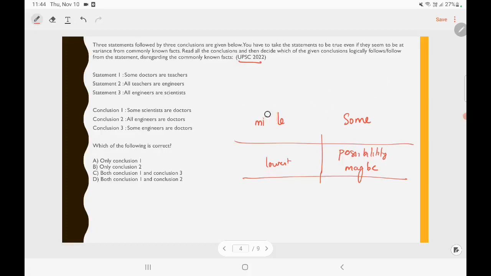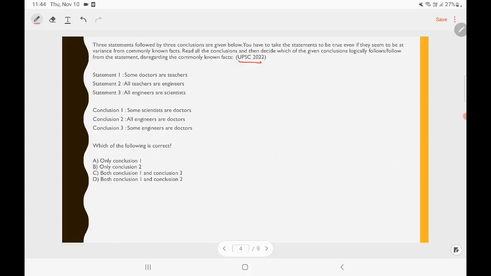First, let us try to eliminate some options using the trick of extreme statements. Now, I'm not looking into the statements, I'm directly looking into the conclusions. Conclusion 1 states that some scientists are doctors. So this is like a middle path. It's a middle, right? It's not that extreme and it's not that much a possibility as well.